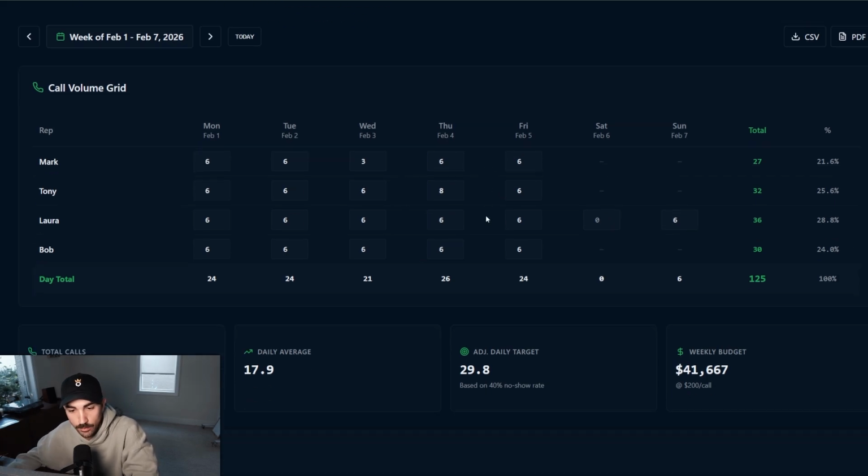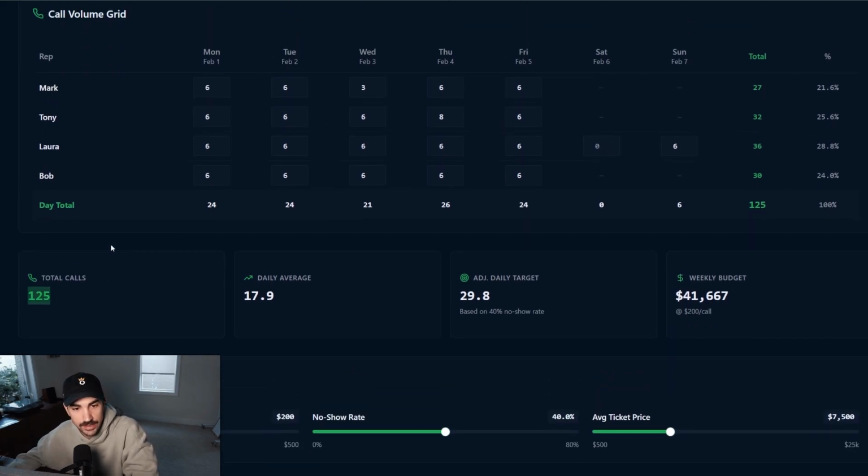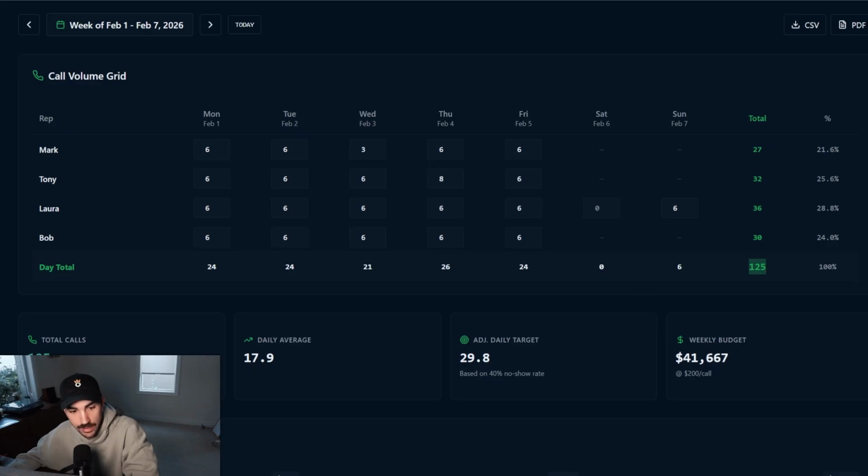This is extremely important because down here, this now tells us the total number of calls that are taken in a week, and that is just total booked calls, right? But because there's a 40% no-show rate, we actually need to adjust this number up, right? Because we actually need more than just to book 125 calls. We need to book 120 divided by 0.4. We needed to book 29.8 calls a day, right? And not just 24, 21, 26, 24, 0, and 6. We need to book actually 29.8 calls in a day.